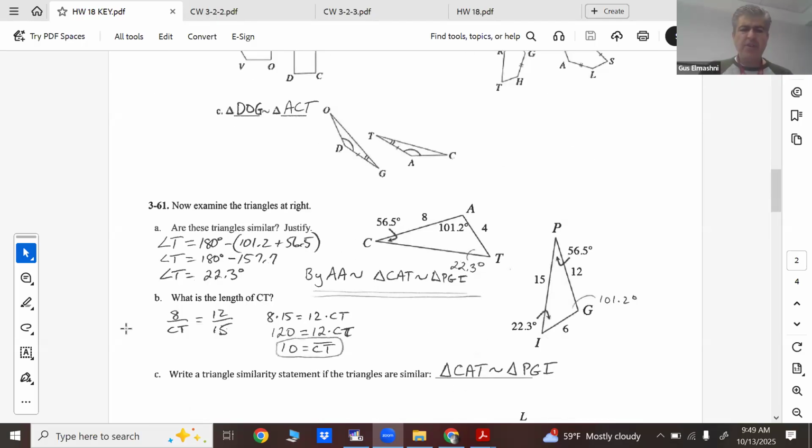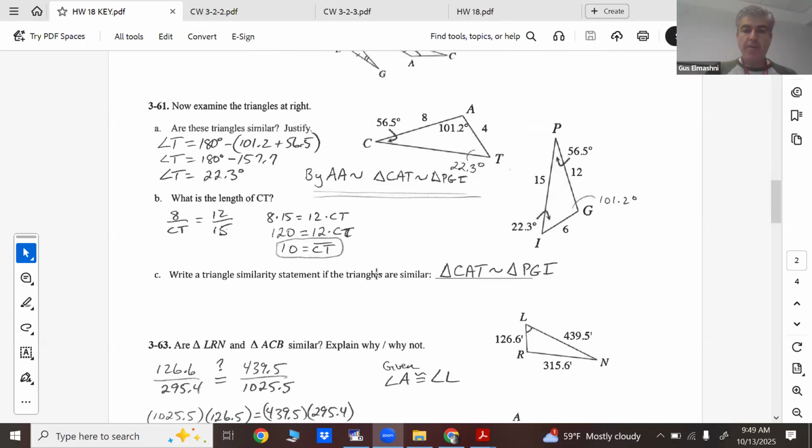So this is old stuff. You guys should be fine with this. You should know how to find missing angles. That's not hard. And then of course, these are going to be similar because you have a pair of angles that are the same. Once you know the side lengths, then you know there's a proportionality. For example, small goes with small, medium goes with medium, big goes with big. So if you want CT, CT is big, PI is big, right? So we go with both. 8 over CT, 12 over 15, boom, you got it. So we're good there.